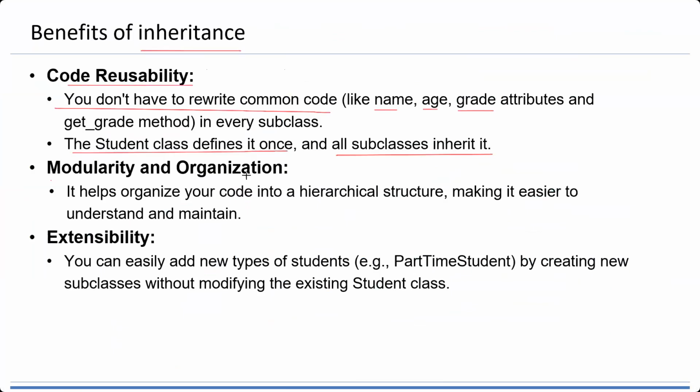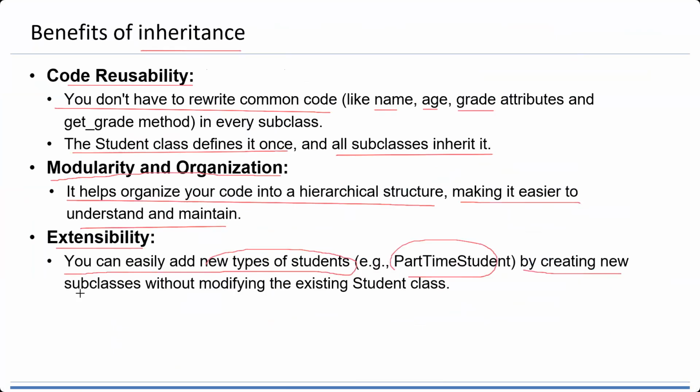The modularity and the organization. It helps organize your code into a hierarchical structure, making it easier to understand and maintain. And extensibility. It means you can easily add new types of student. For example, part-time student, we have a new student type. You have a new type, double degree student. So it is easy to create a new subclass without modifying the existing student class.